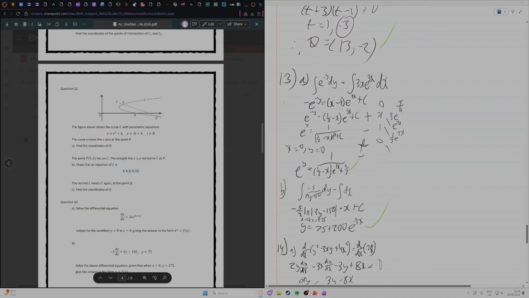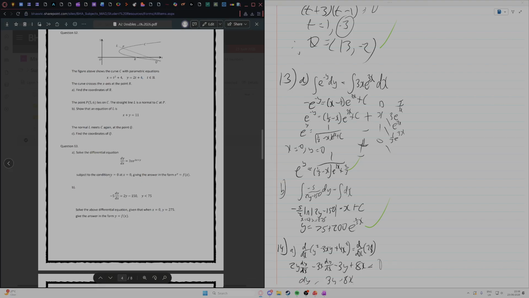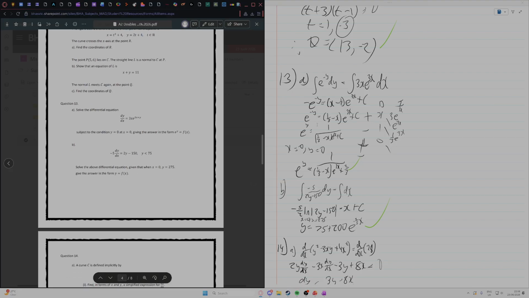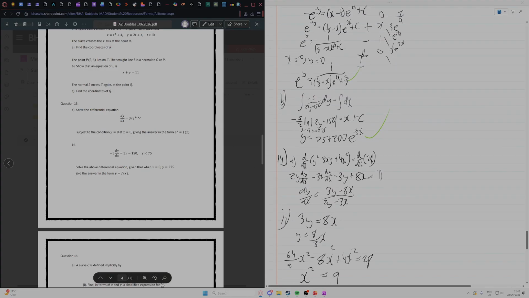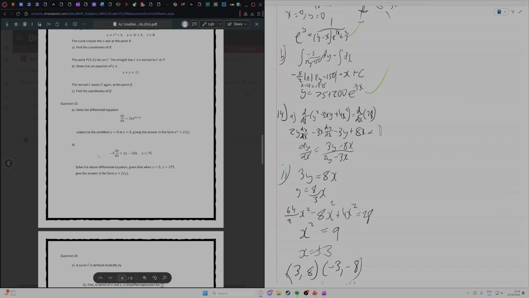Now question 13, the crucial thing here was to separate this 3x plus y into e to the 3x times e to the y, and then you can divide by e to the y and solve this differential equation. You had to do a little bit of parts here, which was fun. And then you just did it like that, and that's your answer. Now you do your boundary condition, and that's just going to give you C. Another differential equation. This is another easy one. Just divide and then do the lns.